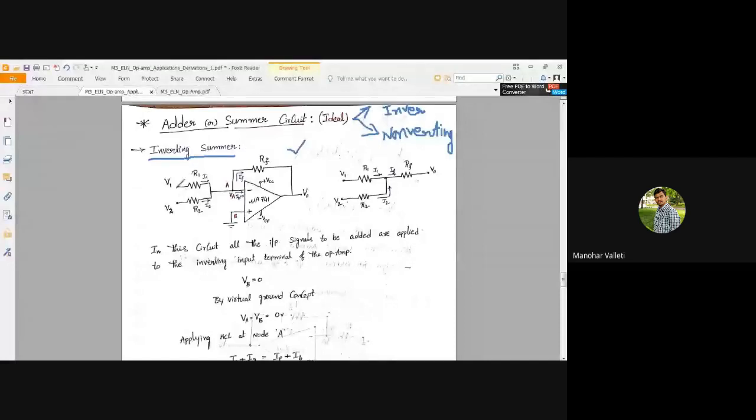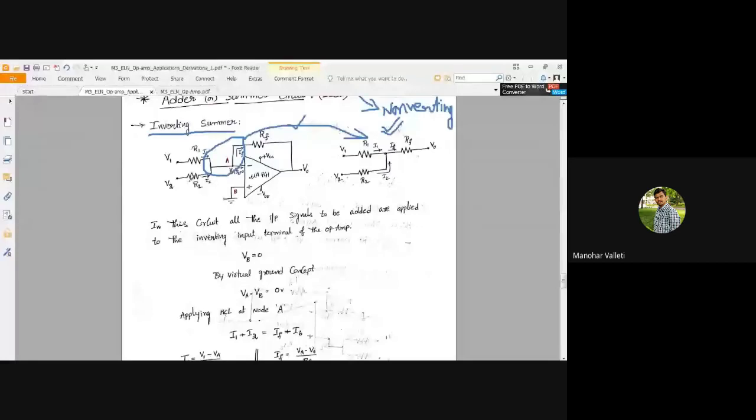These V1 and V2 are the two inputs. So we will see the derivation of the circuit. Whatever the connection is here, it will be interpreted like this. So now we will see the derivation first.